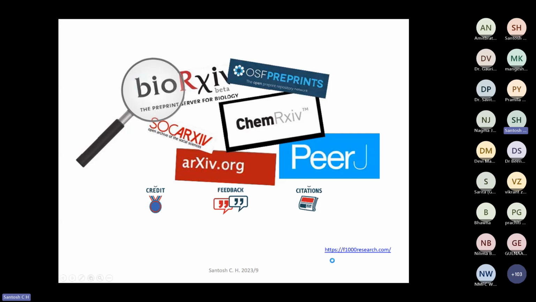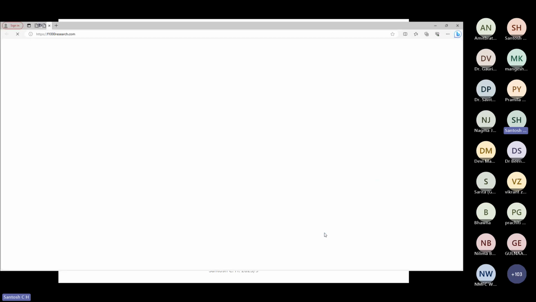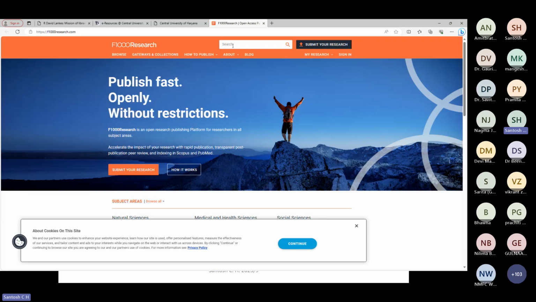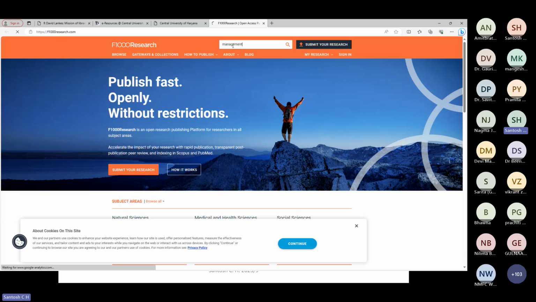So here I strongly recommend you to check f1000research.com, wherein you can see what this open review is, right? I'll show you this. I'll simply type in management here as a keyword. So here many preprint papers can be read and you can cite also, right?